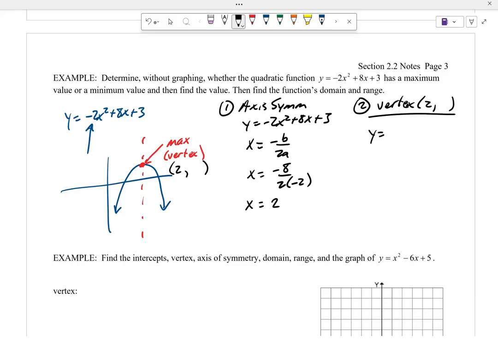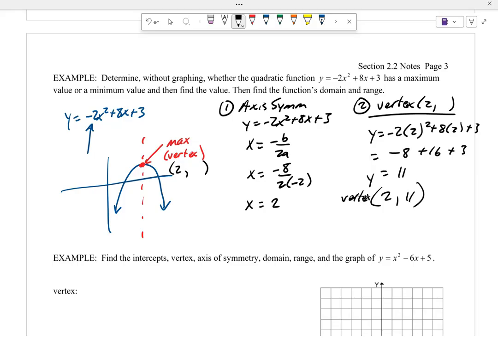Let's find the y value. So we got negative 2 times 4, I get negative 8, plus 16 plus 3, so I get 8 plus 3, sorry, is 11. So 2 comma 11, there's our vertex.